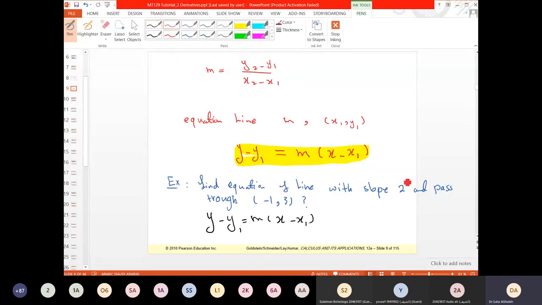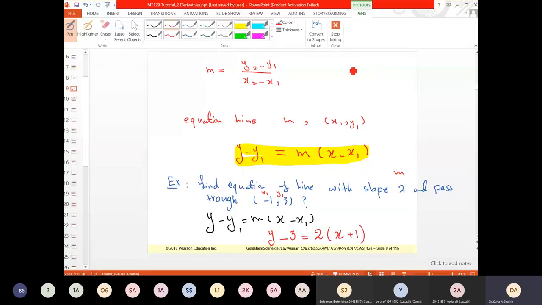This is my m, this is my x1, this is my y1. Substitute in this here, so I will get y minus y1, which is 3, equal to the slope 2 multiplied with x minus x1, which is -1. So be careful, it's -1. So minus -1 will be plus 1. So this is the equation of the line.